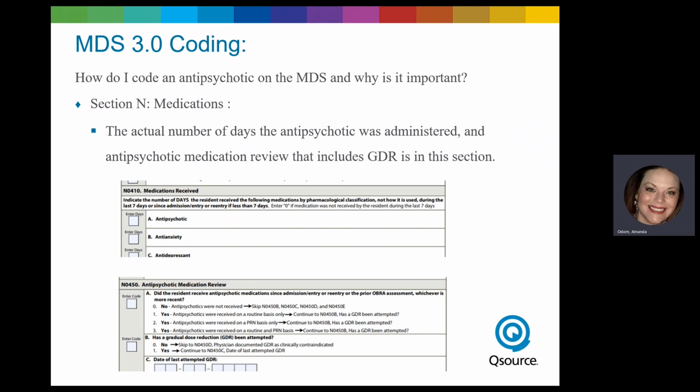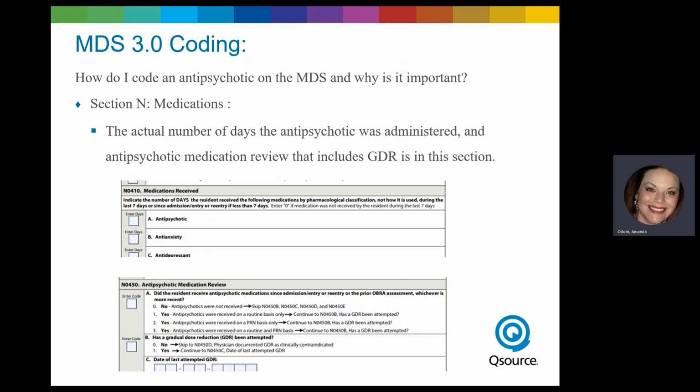This is where the MDS coordinator would code the number of days the resident received an antipsychotic medication and the antipsychotic medication review. This section is where the facility would capture gradual dose reduction attempts or if the GDR were clinically contraindicated. Any medication that has a pharmacological classification or therapeutic category of antipsychotic medication must be recorded in this section, regardless of why it is being used.